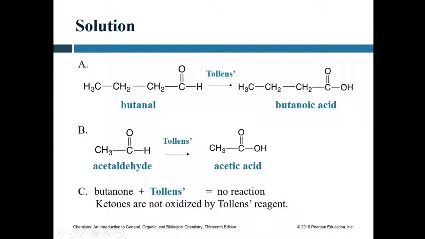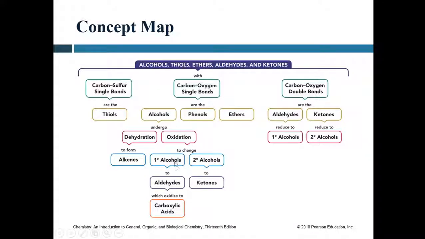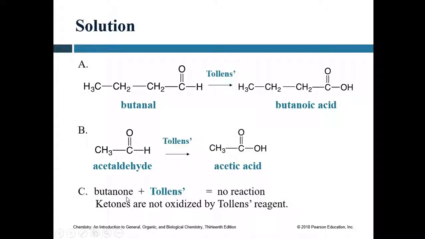So let's look and see. We notice here's our aldehyde, and we get our carboxylic acid with our Tollens' reagent. So here's our aldehyde, our ethanal, also known as acetaldehyde. With our Tollens' reagent, it's going to react, and it makes a carboxylic acid. So here's our ketone. We know that there is no reaction with Tollens' reagent. Why? Because ketones are not easily oxidized.